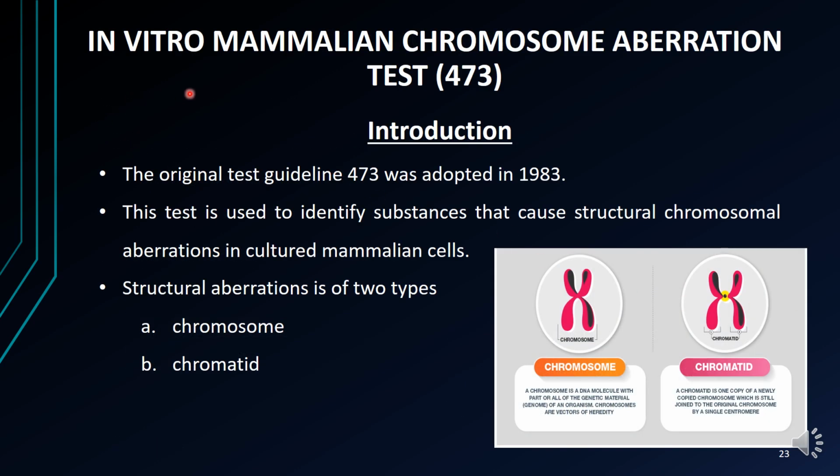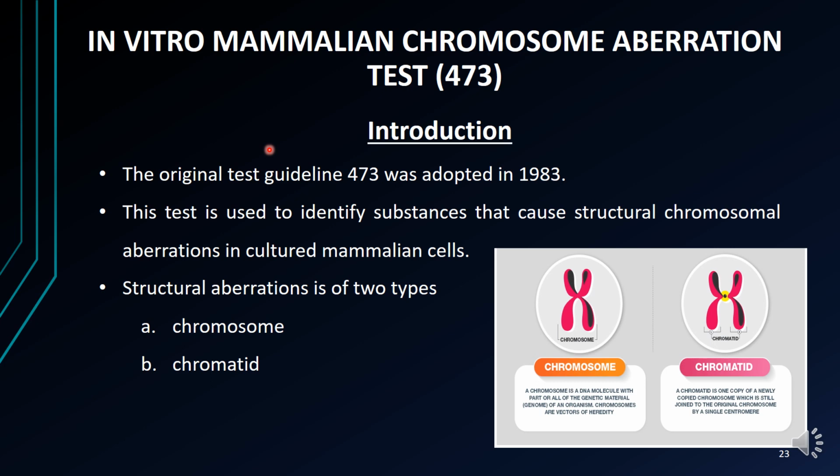So next is the in vitro mammalian chromosomal aberration test. Here the original test guideline 473 was adopted in 1983. This test is used to identify substances that cause structural chromosomal aberrations in cultured mammalian cells. This structural aberration is of two types, chromosome type and chromatid type.